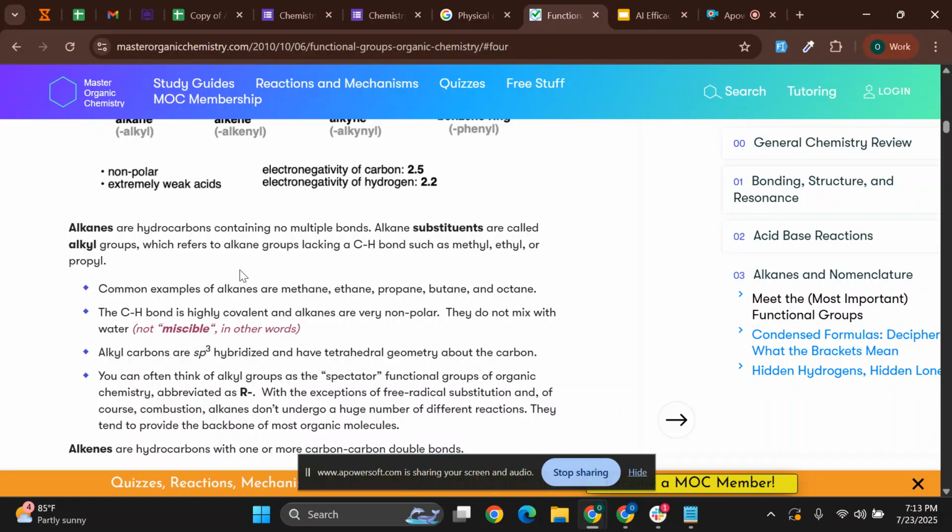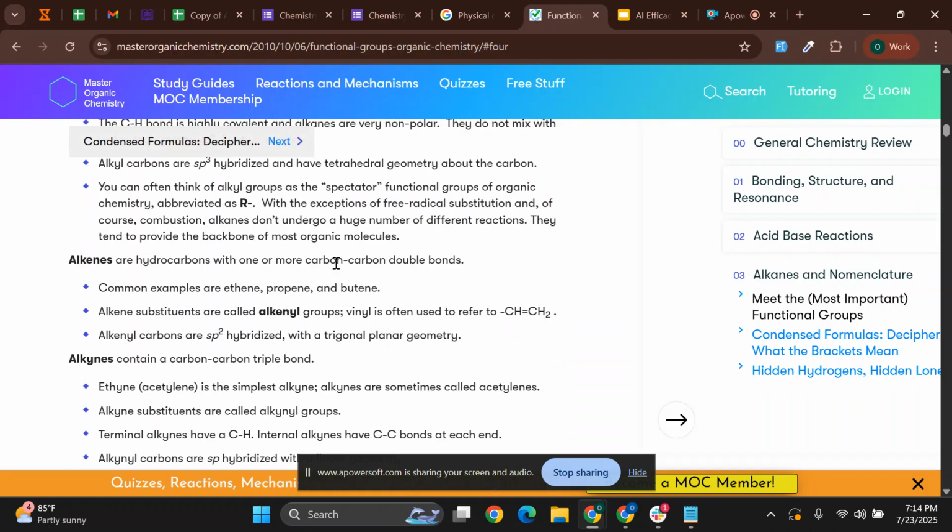You can often think of an alkyl group as a spectator, a functional group of organic chemistry abbreviated as R, with the exceptions of free radical substitution and of course combustion. Alkanes don't undergo a huge number of different reactions. They tend to provide the backbone of most organic molecules.